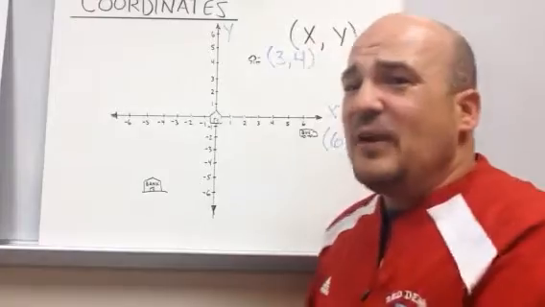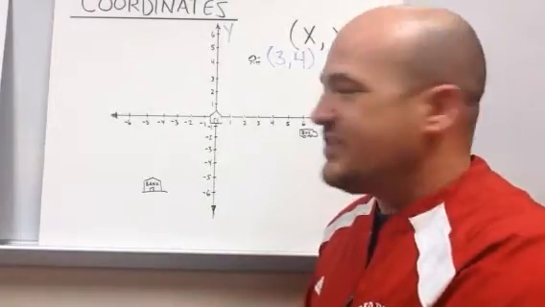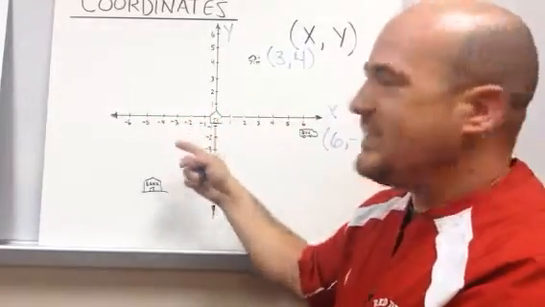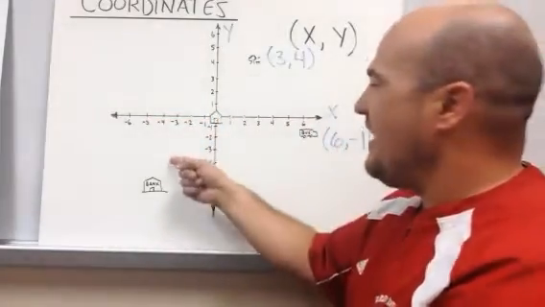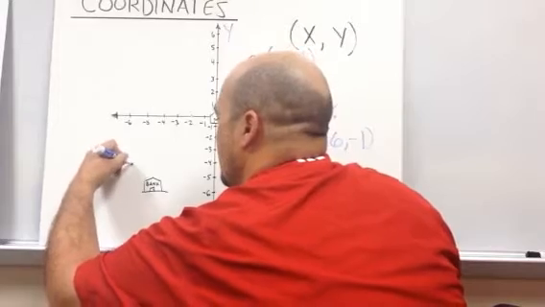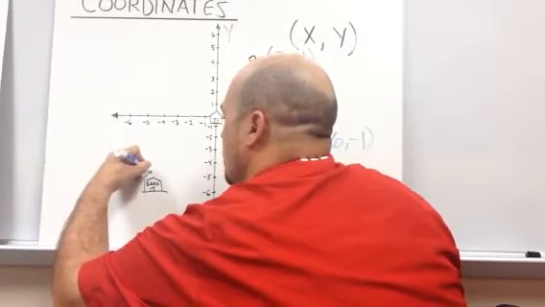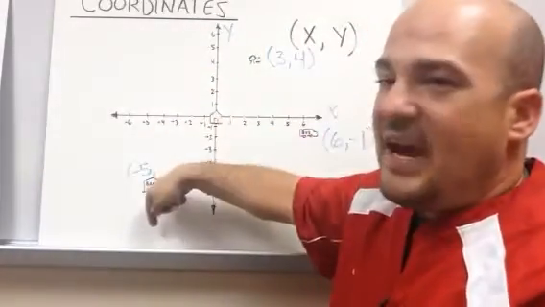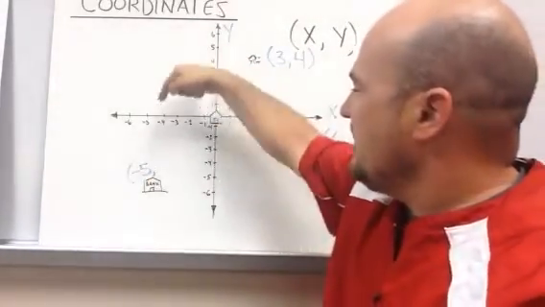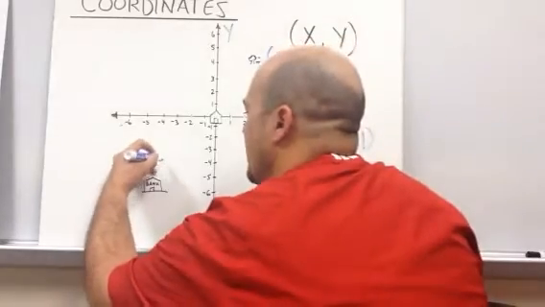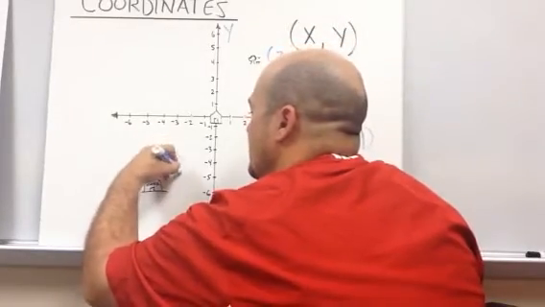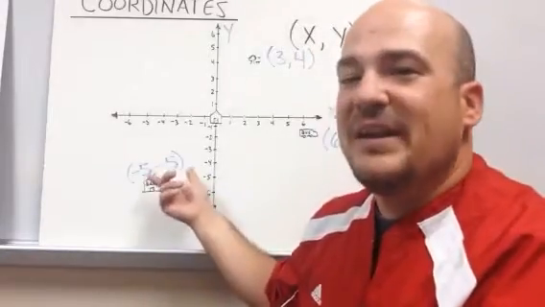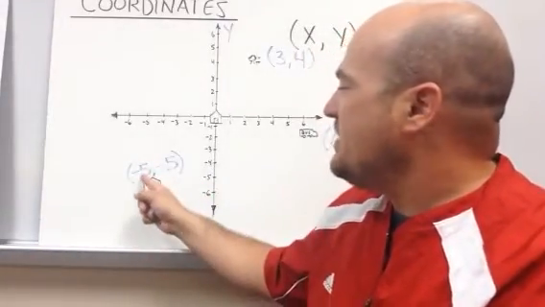So if you had to write the directions to the bank, our x would be, we went to the left 5. So this time instead of a positive number, I'm going to have a negative number, -5. And then I went down 5. So my y direction is down, so it's negative. And I went down 5 blocks. So -5.